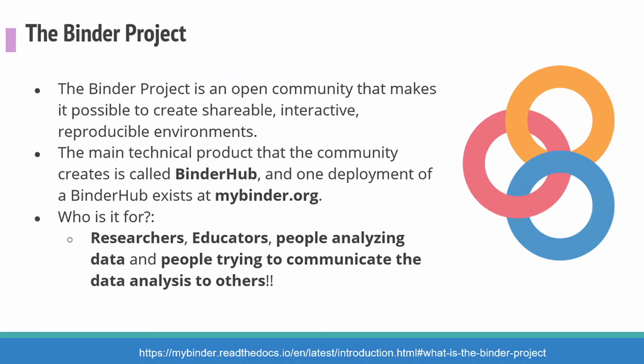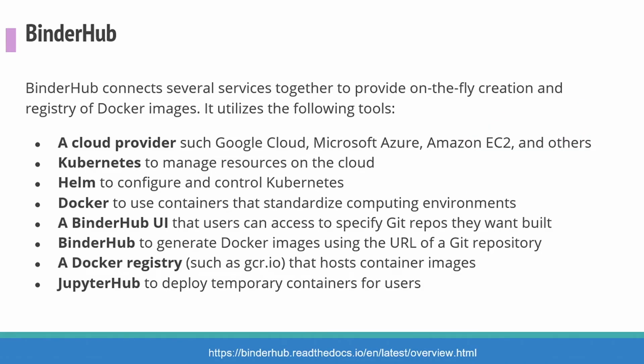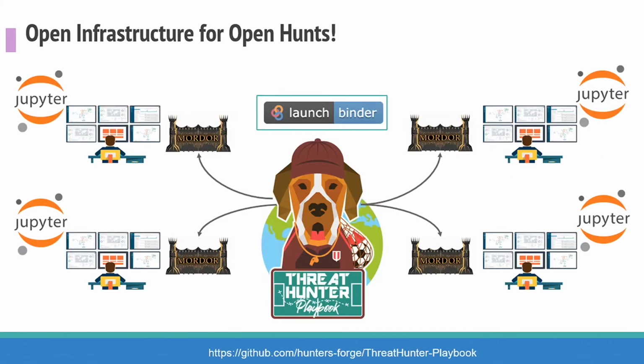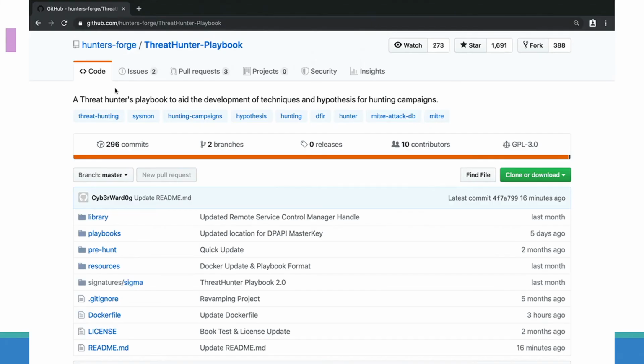So the way this works is a project called Binder. It allows you to put together all these services that, at the end of the day, create an open infrastructure for you to use with Jupyter Notebooks. You can take the Threat Hunter Playbook repo, and that's going to pretty much create your own Jupyter Notebook server in Binder, and you can use it. So we can pretty much do something like this.